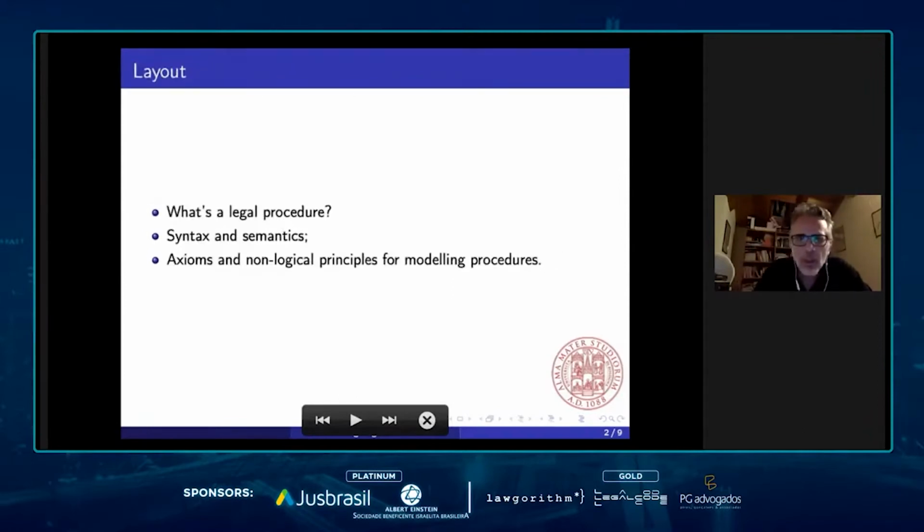The layout of the talk is we will give you the definition of what the legal procedure is in a broad sense. Then I will present syntax and semantics for representing and modeling legal procedure. And then I will show a couple of actions and non-logical principles for modeling.